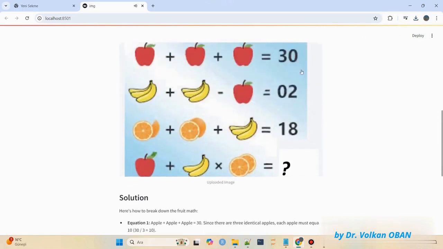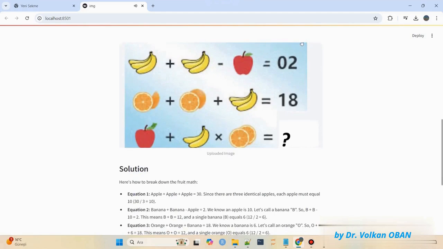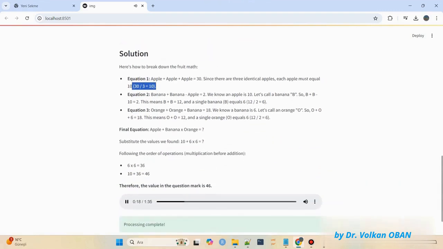Here's how to break down the fruit math. Equation 1. Apple plus apple plus apple equals 30. Since there are 3 identical apples, each apple must equal 10. 30 divided by 3 equals 10. Equation 2.